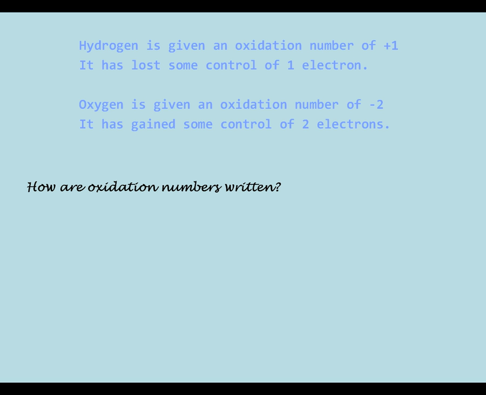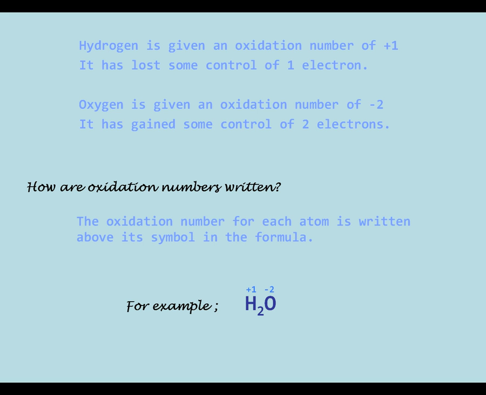Oxidation numbers are written in a very specific way. They are shown for each atom and only for the single atom, and they are written above the symbol in the formula. So in this example for water, you can see that hydrogen's oxidation number, which is +1, is written directly above the hydrogen symbol in the water molecule, and the oxidation number that's written is the number for a single hydrogen atom. The oxidation number for oxygen is -2, and that's shown above the oxygen, the symbol for the element in the molecule water.